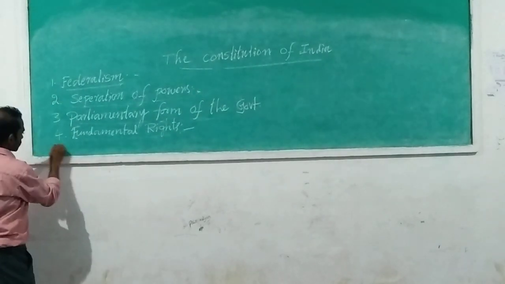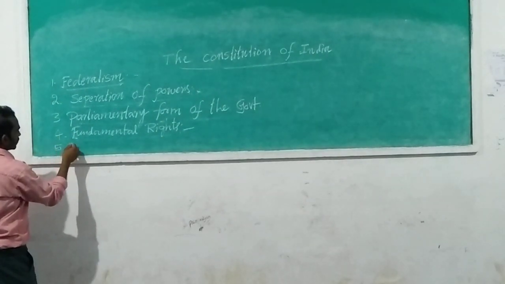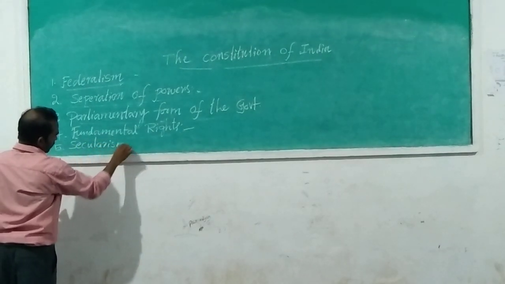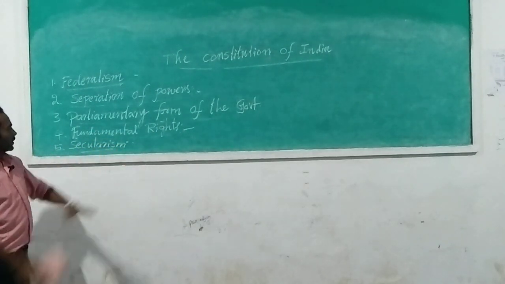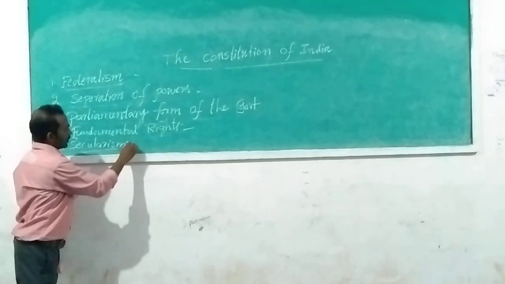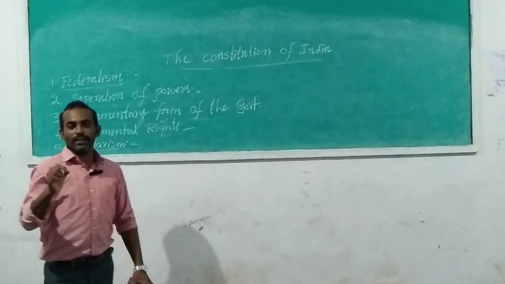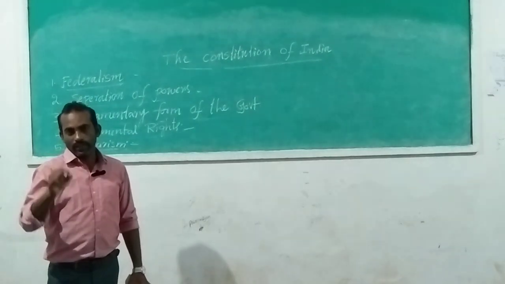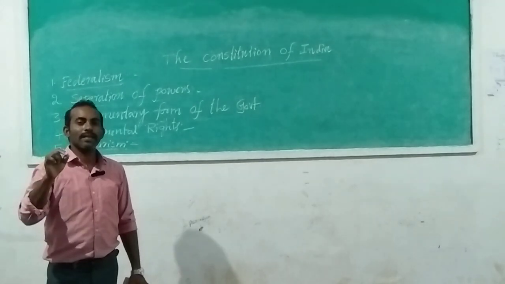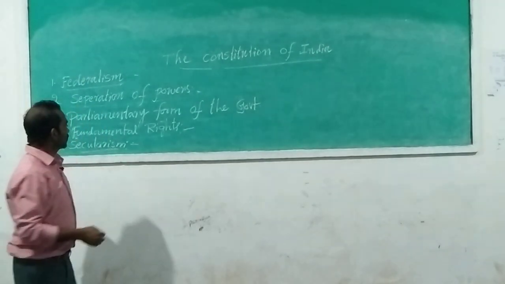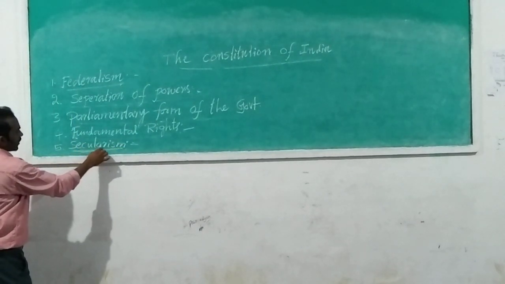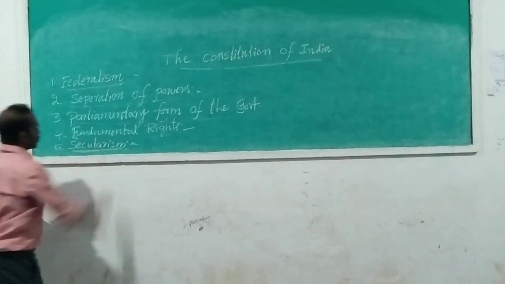Next, secularism. What is meant by secularism? A secular state is nothing but a state in which the state officially does not promote any religion as the state religion. It is the definition of secularism according to the constitution.